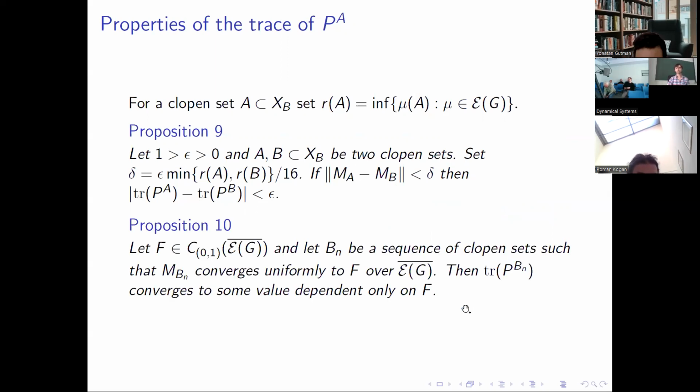Next property is also can be considered as continuity. So if we have a function f on the space of ergodic, almost ergodic measures, and if we have a sequence of functions M_{B_n} convergent to f, then the trace of this orthogonal projection will converge to some value dependent only on this function f.